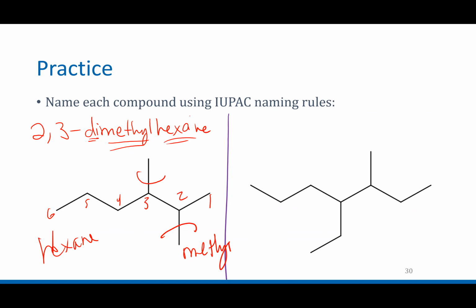Okay, dimethylhexane and dimethylhexene are completely different chemicals. Okay, cool. So this one is kind of a repetitive question, I guess.